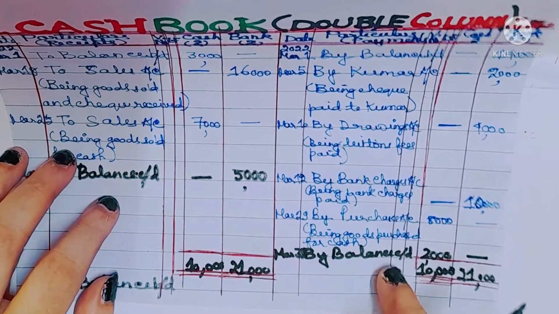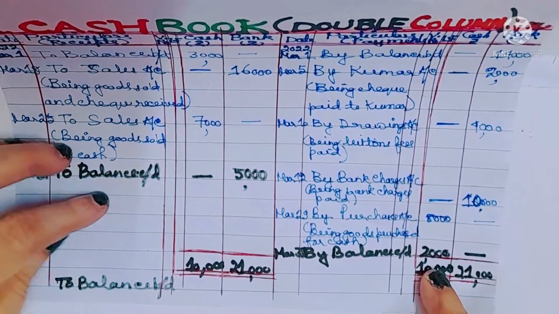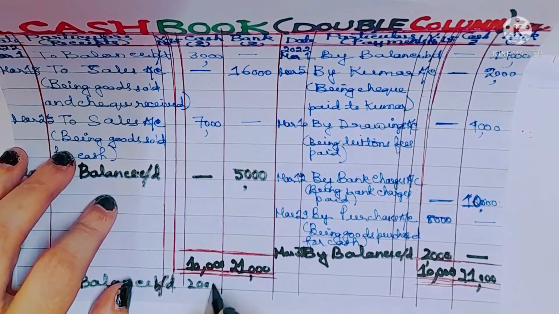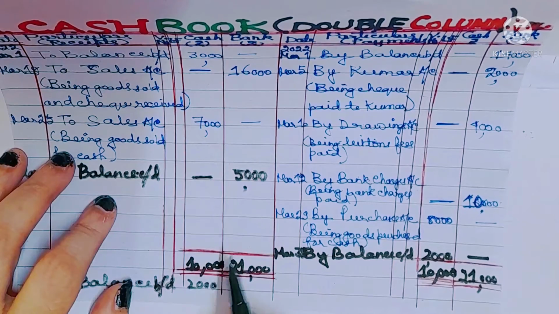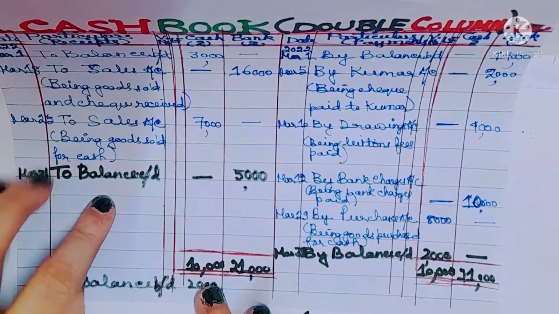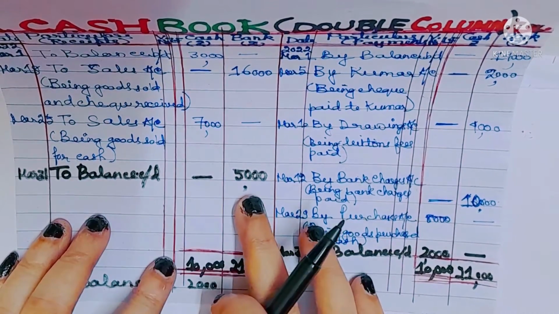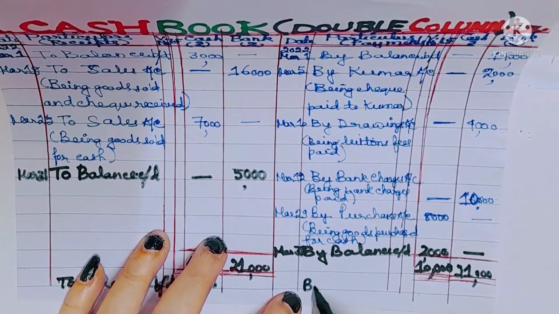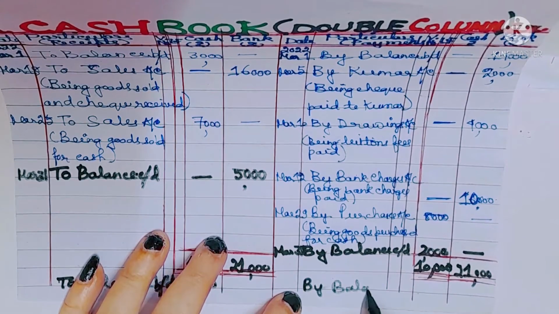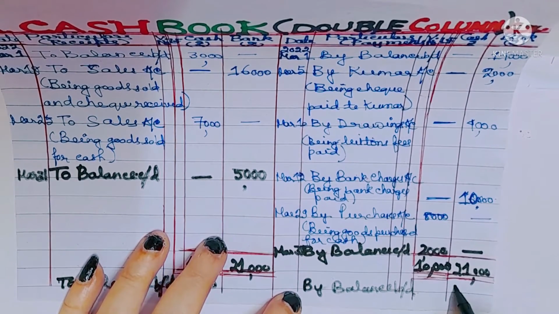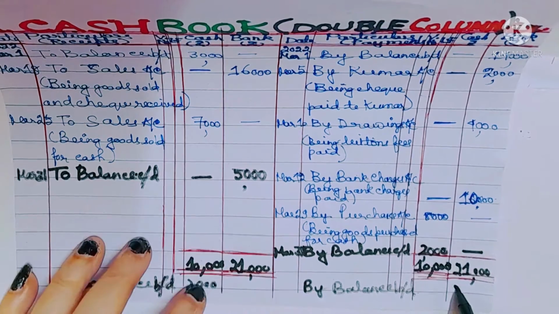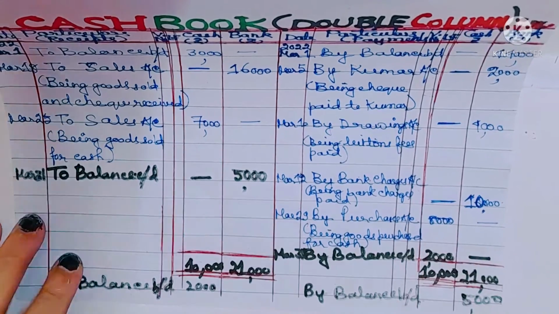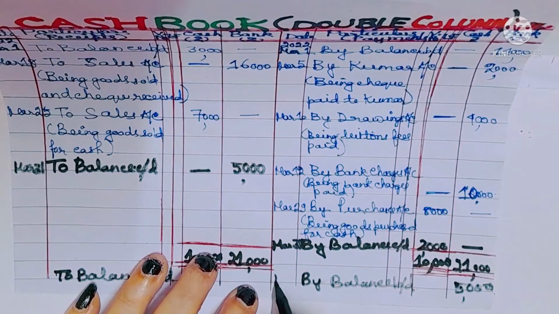This by balance CD 2,000 will be brought down to balance BD. 2,000 will be written beneath the debit side total in the cash column, and this to balance CD 5,000 will be brought down beneath the credit total by balance BD. By balance BD beneath the bank, how much? 5,000. Okay, and what will be the date? Date will be April 1st.